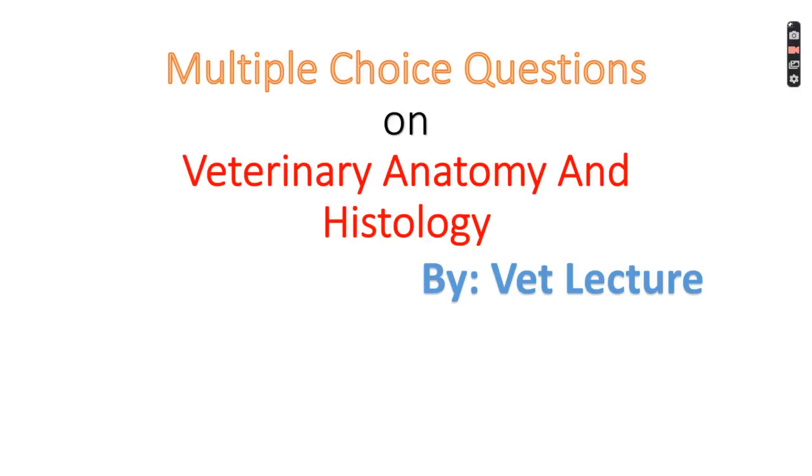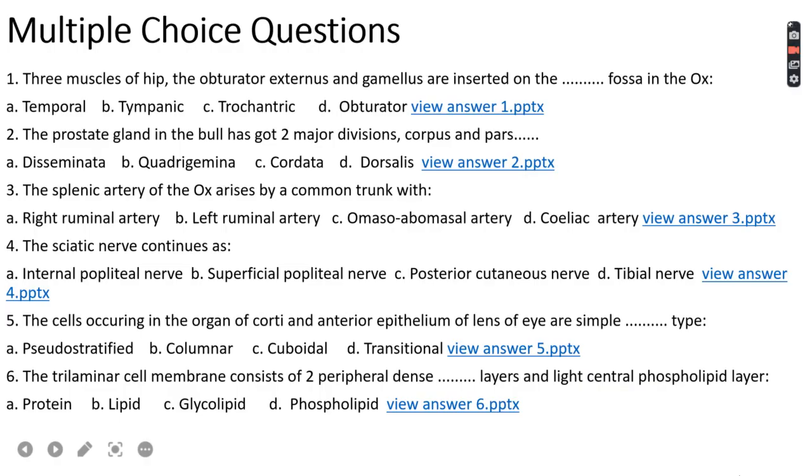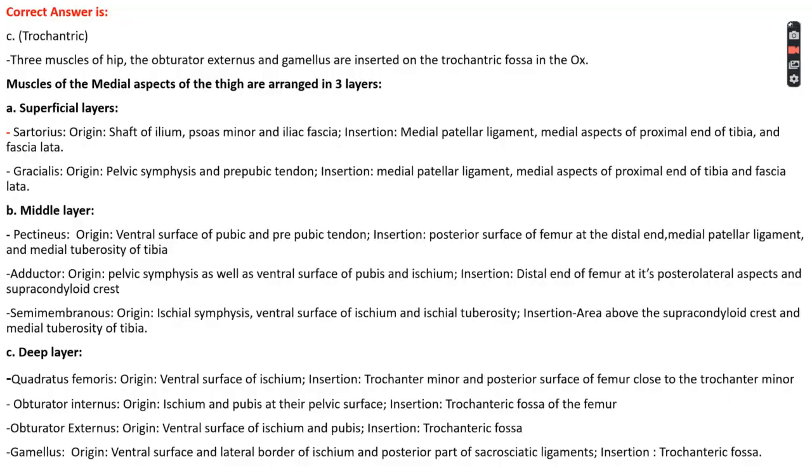Today we will discuss multiple choice questions on veterinary anatomy and histology. Question number one: the three muscles of the hip, the obturator externus and gemellus, are inserted on the dash fossa in the ox. Option A, temporal fossa. Option B, tympanic fossa. Option C, trochanteric fossa, or option D, obturator fossa. The right answer is option C, that is the trochanteric fossa.